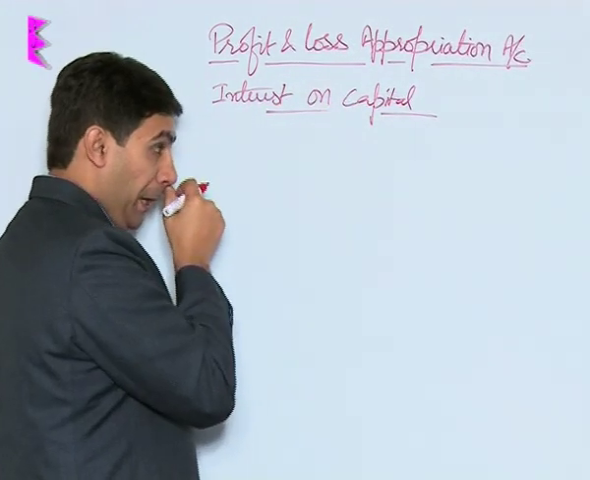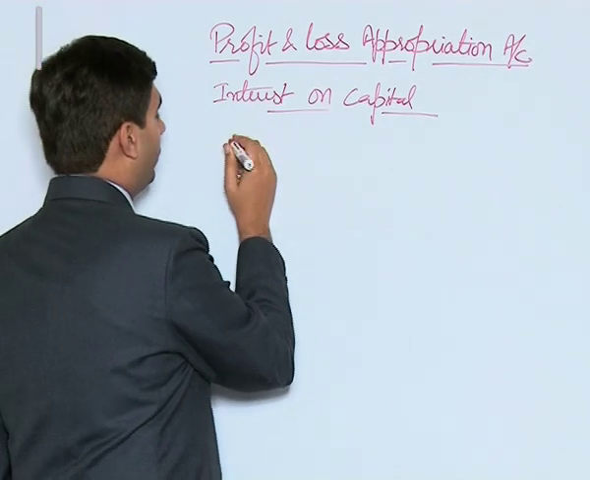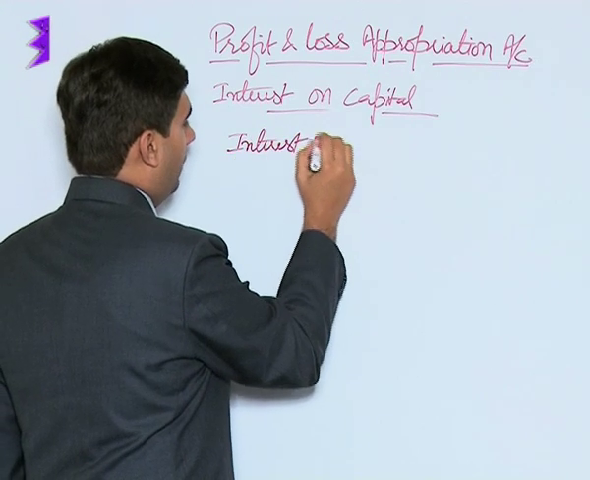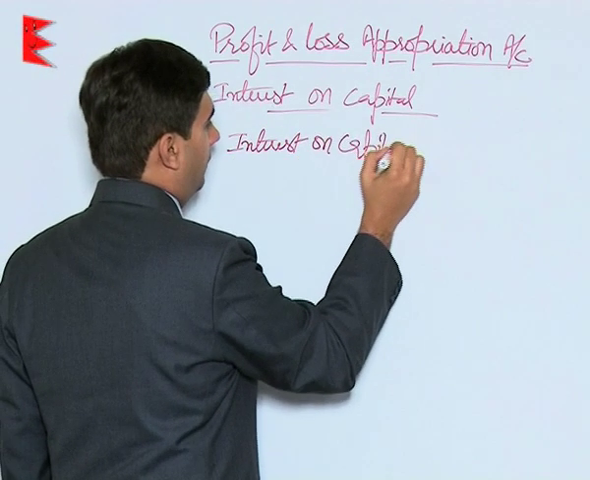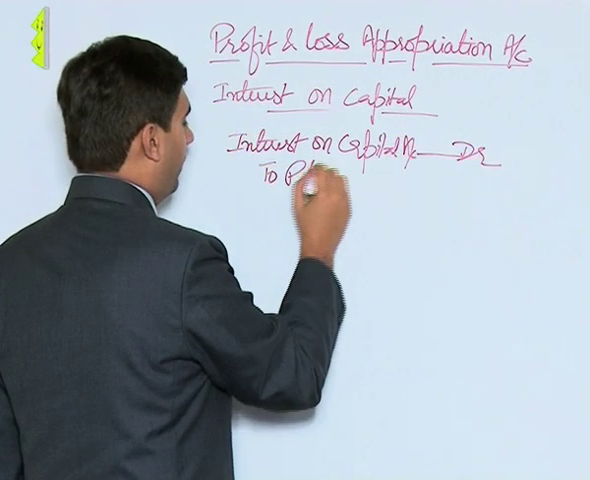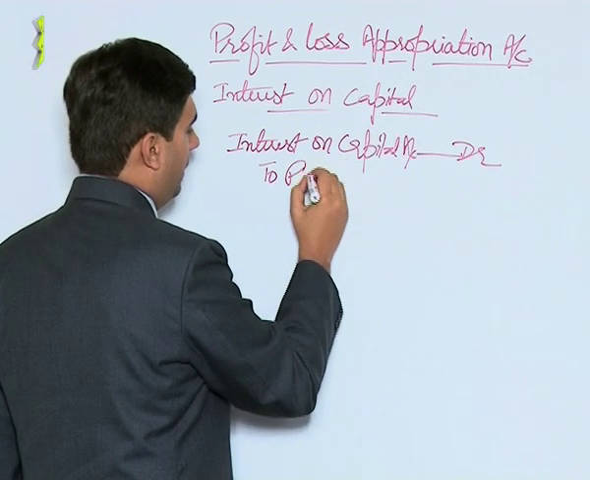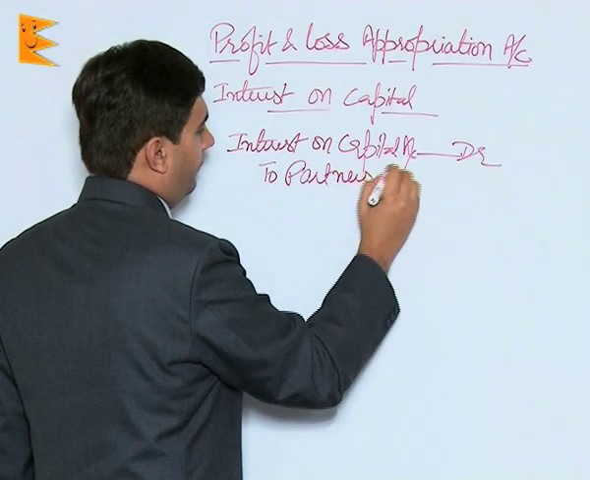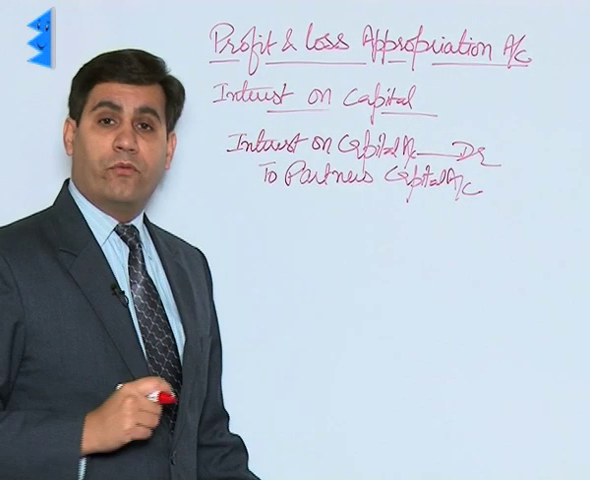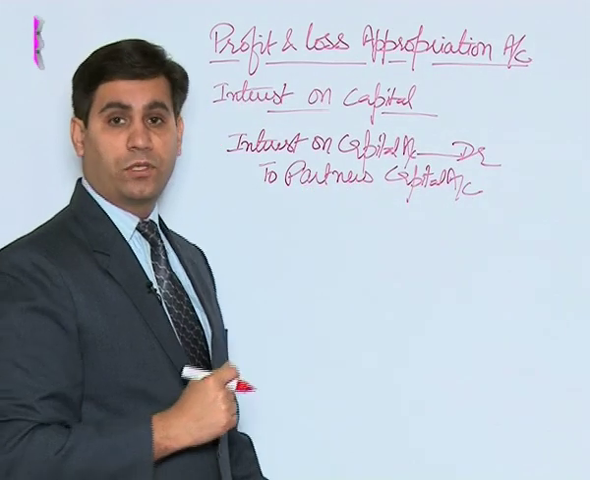Now students, interest on capital is allowed to partners. So the entry would be interest on capital account debited to partners capital account. It would be allowed to partners capital account first. And remember, in case we are preparing fixed capital account, then it should be transferred to partners current account.